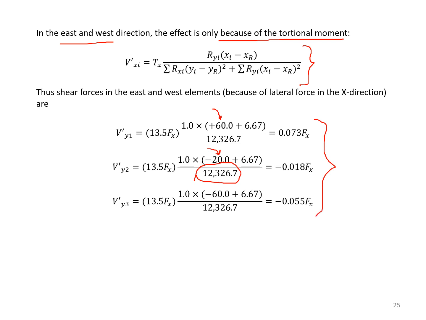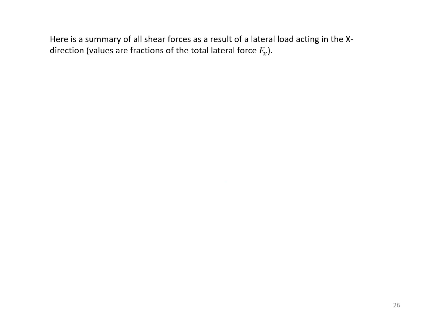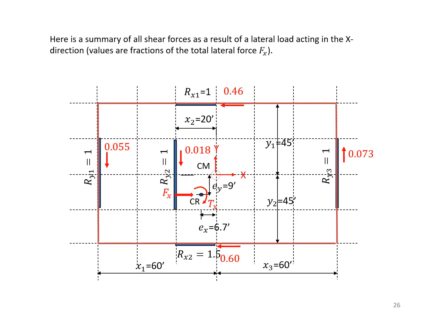See, some of those are positive, some of those are negative. We still keep the negative sign because in this case we don't have any direct shear. All right, and the sign really doesn't mean much, but we can still show them on your figure to see whether they are forces going in the north direction or south direction. But nevertheless, notice that the sum of these 3 forces would be equal to 0. They maintain the equilibrium.